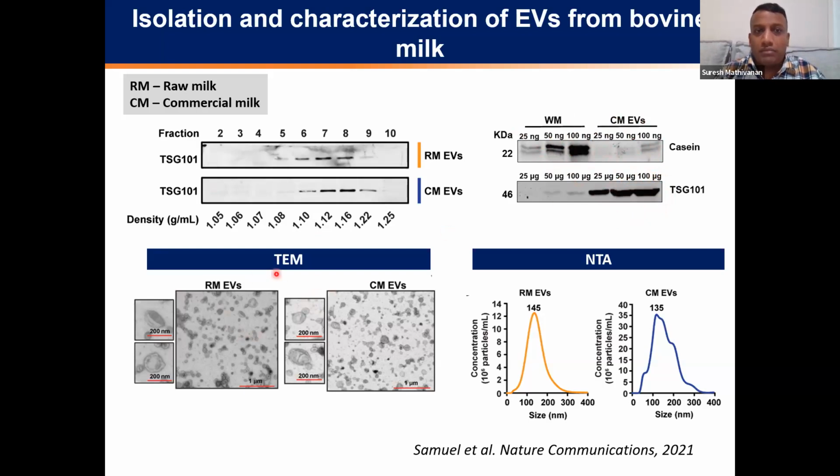You can also see by transmission electron microscopy and NTA that there is a mixed population of EVs in the preparation, both from raw milk and commercial milk. There are EVs up to 300 nanometers in size here, but the peak size is somewhere between 135 and 145.